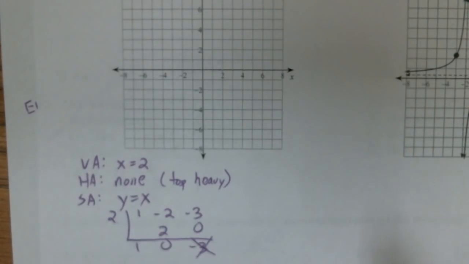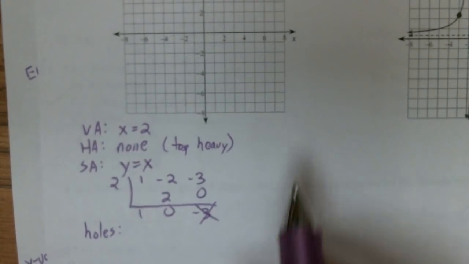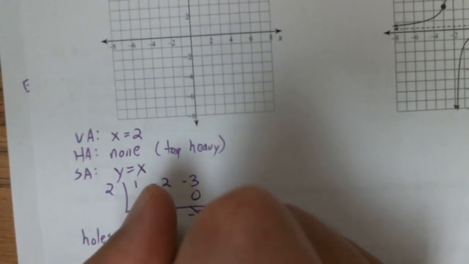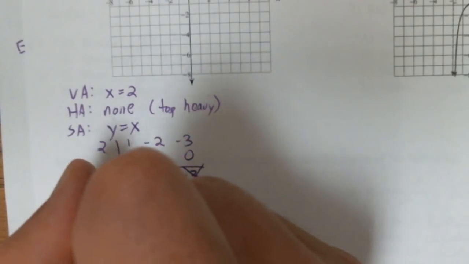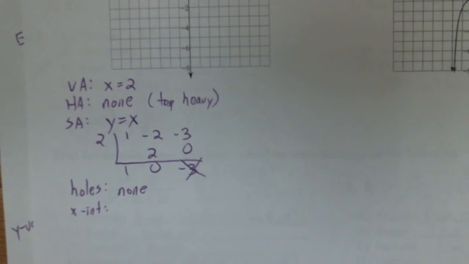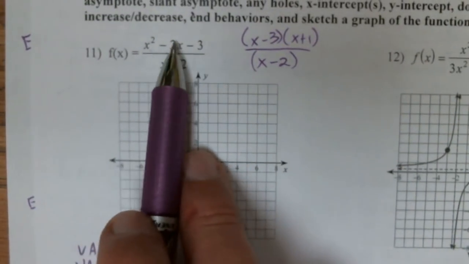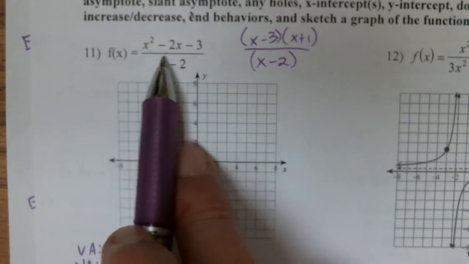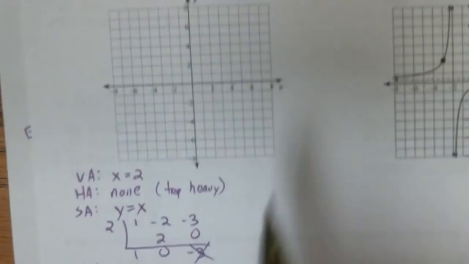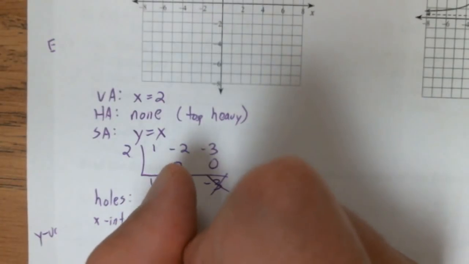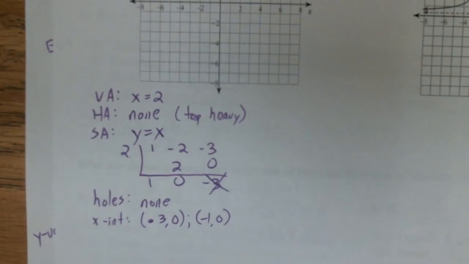Okay, so let me keep going before I start drawing stuff on the graph. All right, holes, we already said there are no holes because nothing cancels. And then let's find x and y intercepts next. Okay, x intercept is where y equals 0. This is where you're basically setting the numerator equals 0 because you're multiplying both sides by the x minus 2 and that cancels. So it basically means I just need to flip these signs. So it's 3 and negative 1, but remember they're coordinate points. So 3 comma 0 and negative 1 comma 0.